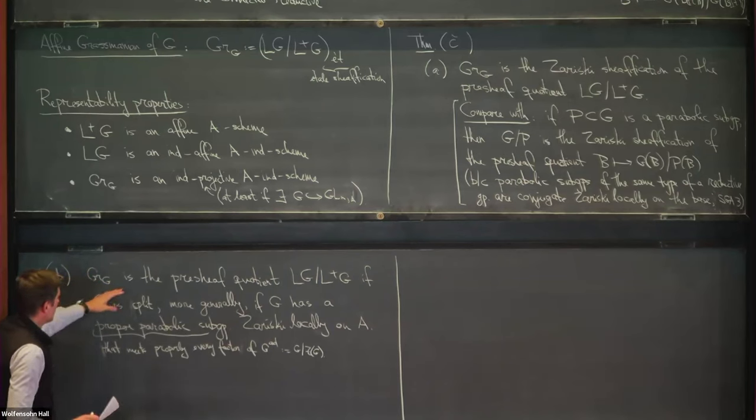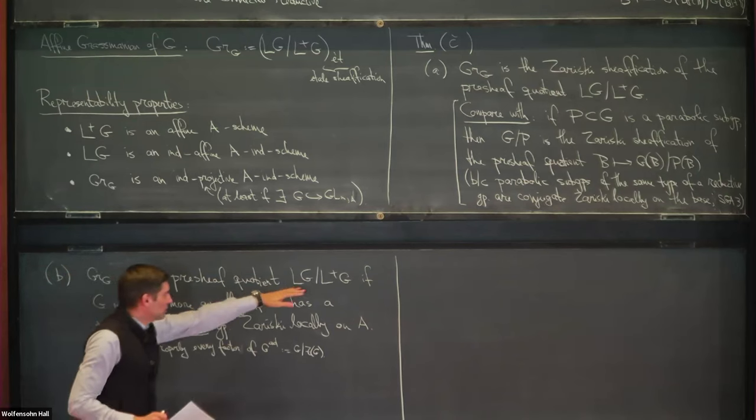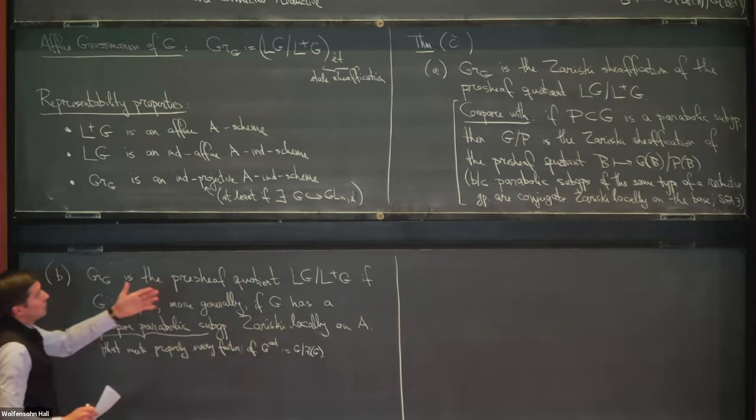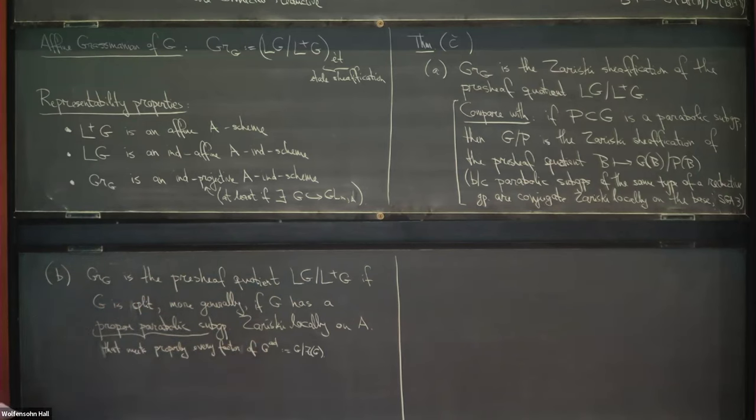But anyway, if G, for example, is split, just GL_n over C, that already is kind of an interesting case. That's saying that to form the affine Grassmannian, one can just form the presheaf quotient and not sheafify at all. One will know what the values on every A-algebra B are. It's just that class of cosets.